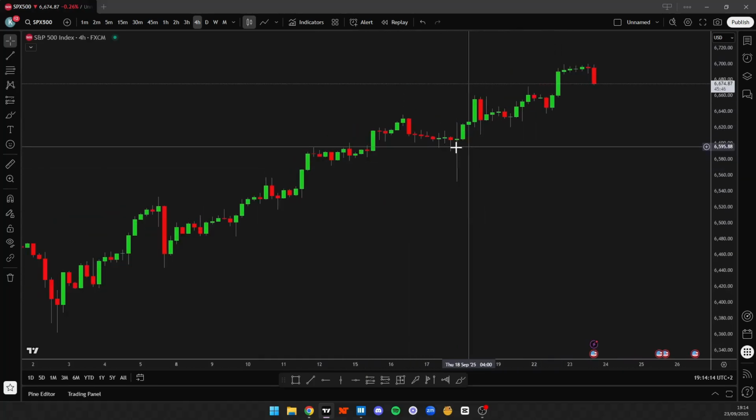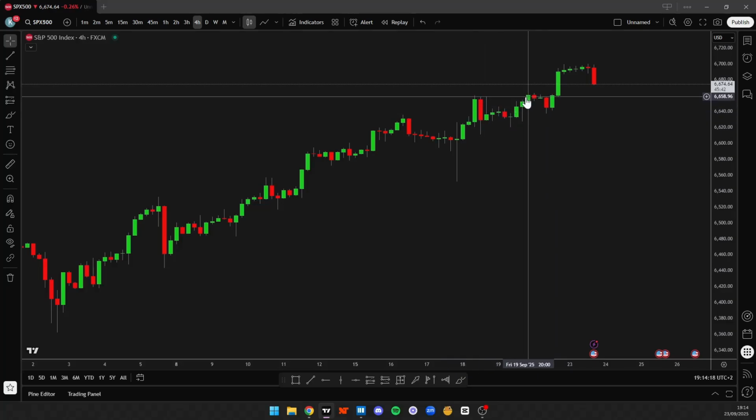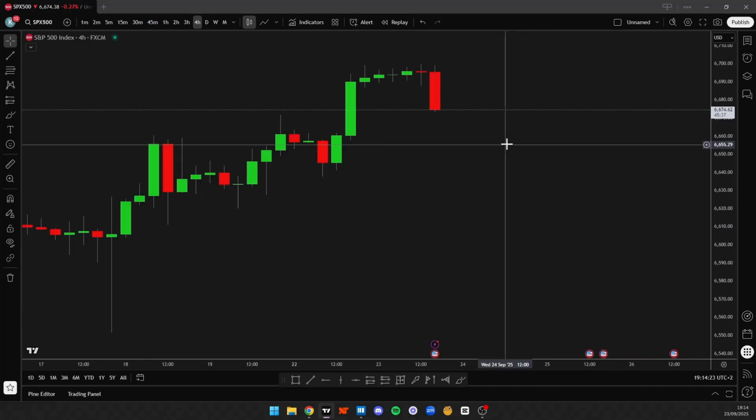You can clearly see there was a rally and then a base. Well, actually, there was a small base here and a small rally, but then again there was another base and then a rally. This would be a continuation level.